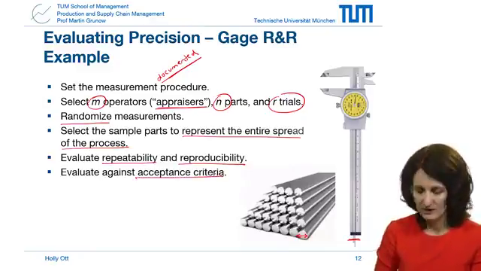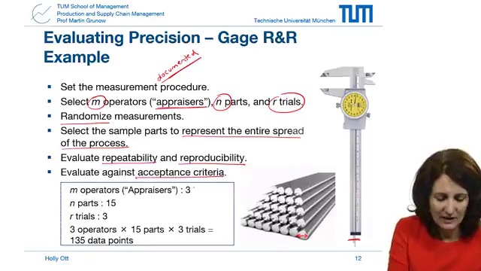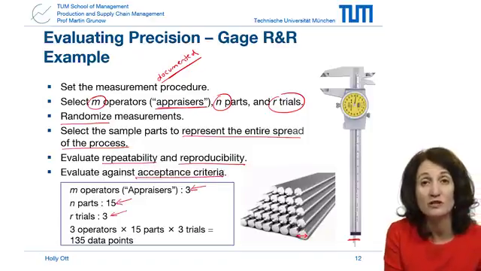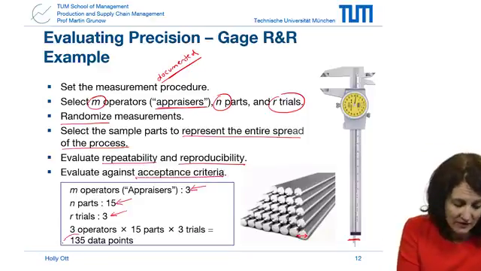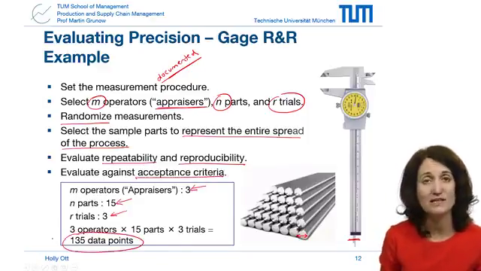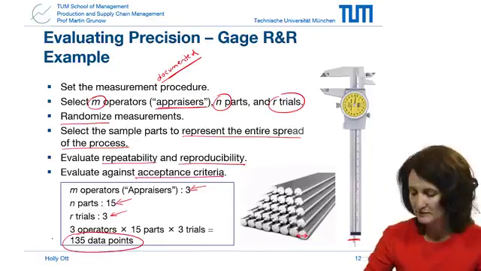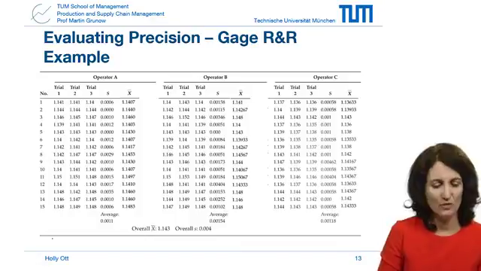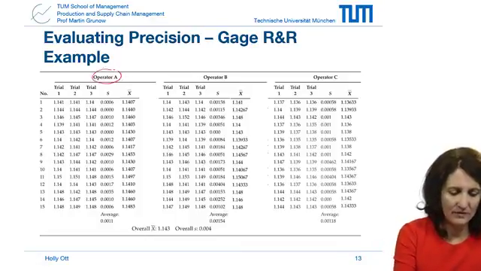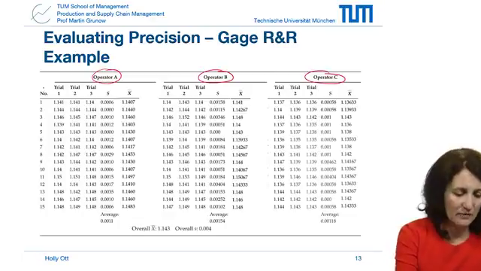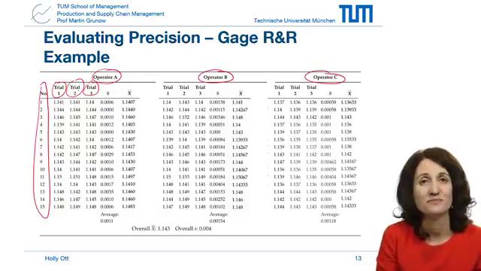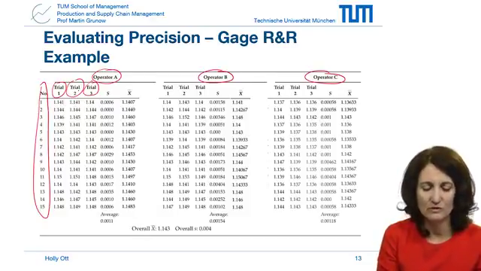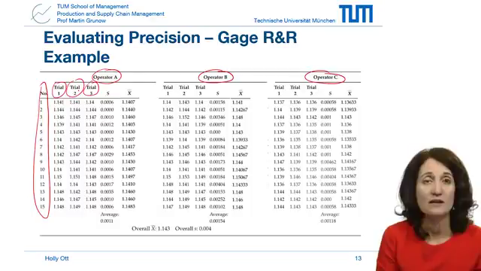So let's go through this example. First thing, if we have 3 operators and 15 parts, and each operator measures each part 3 times, we're going to end up with 135 data points. So already with this small example, we're going to have 135 data points. And here they are. We have 3 operators, and we have 15 parts, and each operator runs 3 trials.